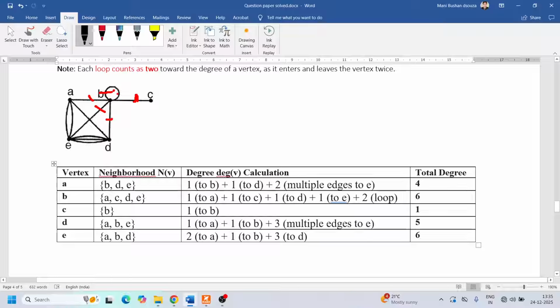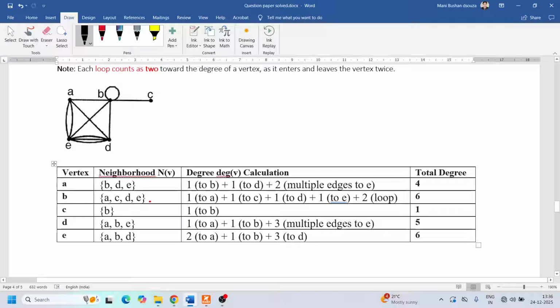Remember this, every loop is considered as degree 2. So you add 2 to this one. So this is A to B 1, B to C 1, B to D 1, B to E 1, B to B it is taken as 2. So you take the loop as 2. So you have counted 1 plus 1 plus 1 plus 1 plus 2, that is going to be 6 is the degree.